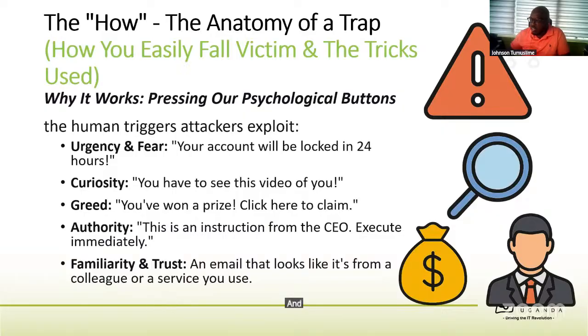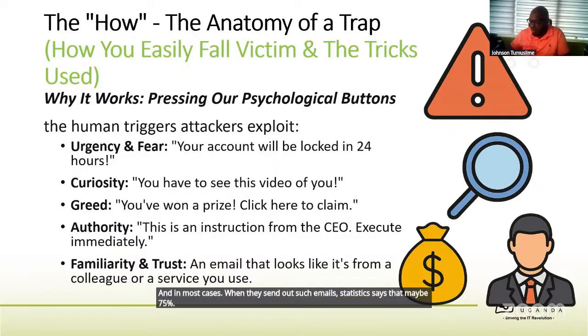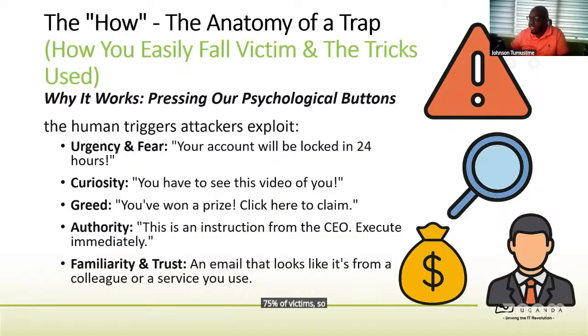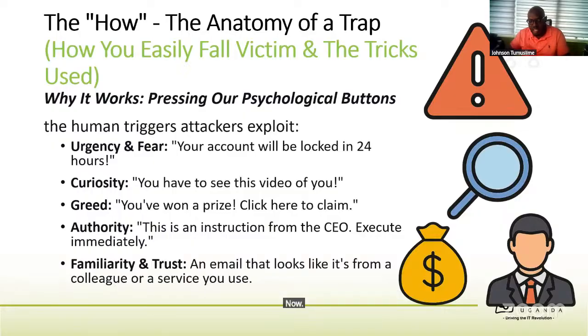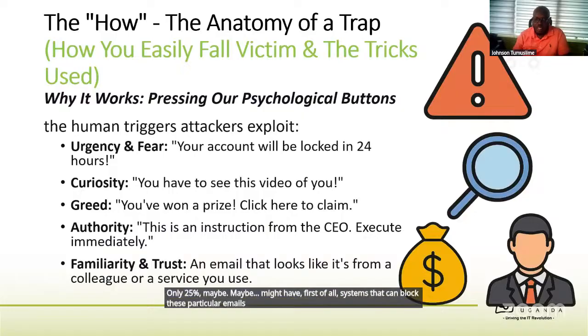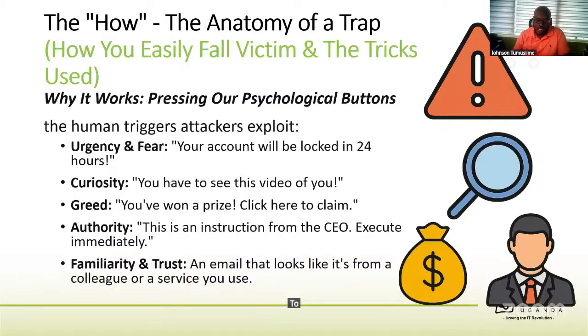And in most cases, when they send out such emails, statistics has it that maybe 75% of victims fall for it. Of course, we know now with AI and these chatbots, someone doesn't have to sit and generate these emails. They can use AI chatbots to generate 1,000 emails. Now, out of 1,000 emails, at least 75% of the recipients fall victim. Only 25% might have, first of all, systems that can block these particular emails, or might be able to detect the email through such things.